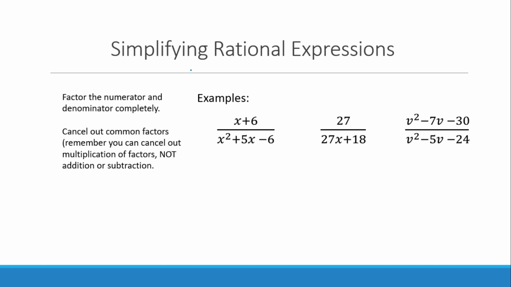Now that we've talked about domain, let's talk about what it means to simplify a rational expression. So if the question asks what is the domain of the rational expression, all you care about is the denominator. Just look at the denominator, ignore the numerator. Now the directions say simplify. What that means is just like when you simplify a fraction, we want to simplify the numerator and the denominator. So step 1 is to factor the numerator and denominator completely.